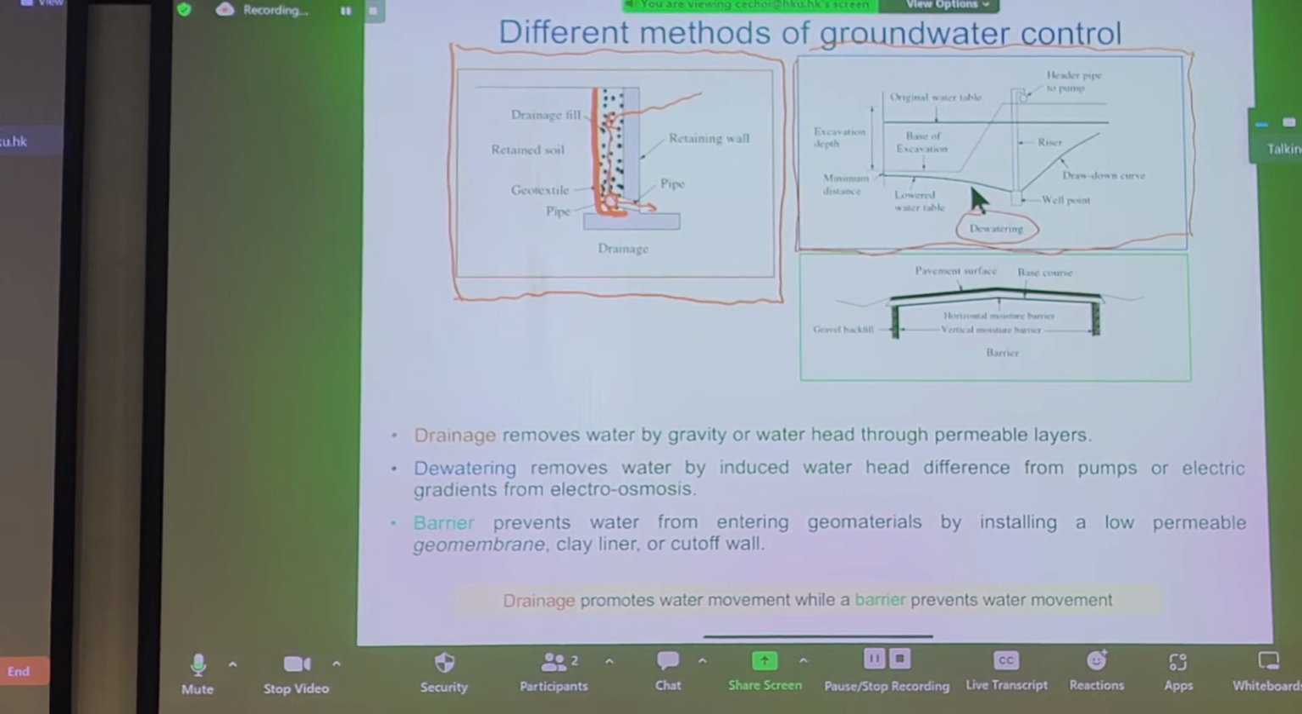You also have recharge wells, where you try to put water back in the ground if you reduce the water too much. So these are the three types of wells you see. In this case here, you can see this. You might have a groundwater table like this initially, and if you turn on a pump, you can actually suppress the groundwater table to something like this. The groundwater table is here, but if you reduce it, then you can go inside your excavation and start construction.